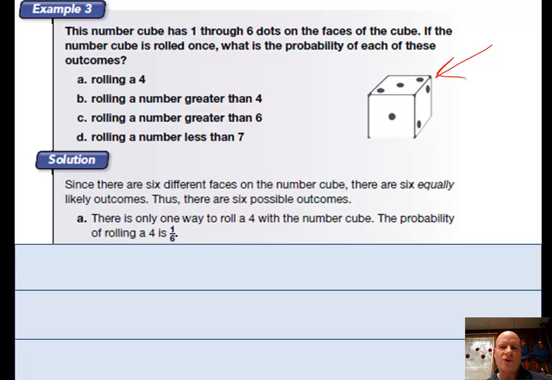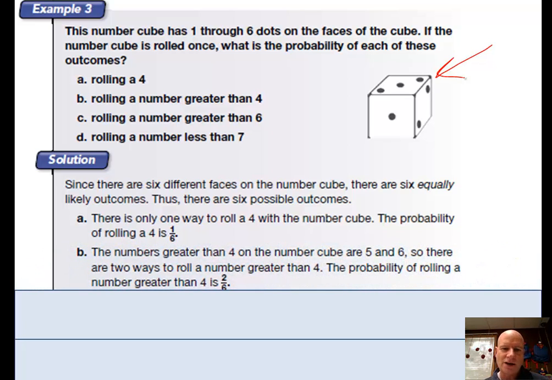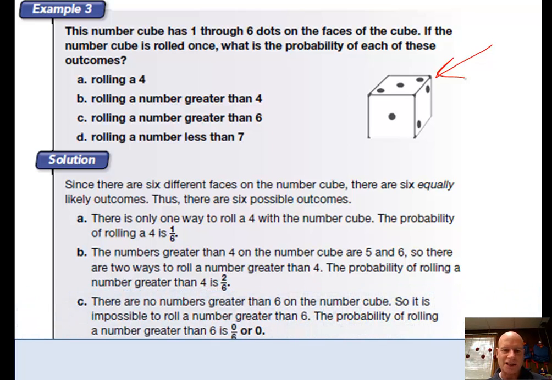Go ahead and work these other 3 and see if you can come up with the answers. Then let's check them. Restart the video. Our chance of rolling a number greater than 4, you've got 2 numbers greater than 4, 5 and 6. So that'd be 2 out of 6 would be our probability, or 1/3.